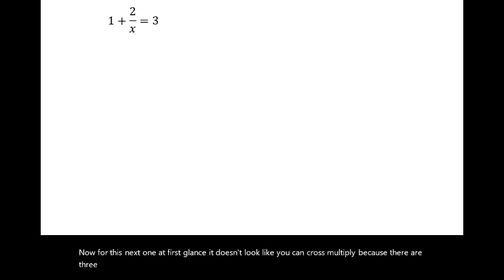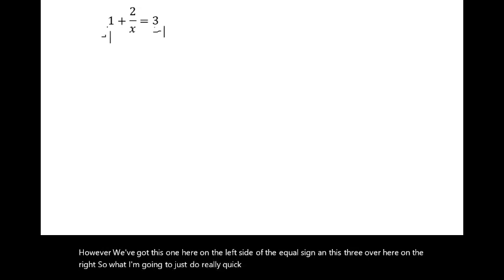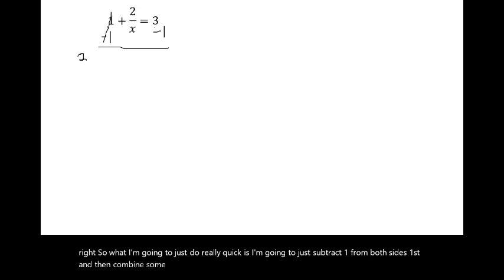Now for this next one, at first glance, it doesn't look like you can cross multiply because there are 3 fractions. However, we've got this 1 here on the left side of the equal sign and this 3 over here on the right. So what I'm going to do really quick is subtract 1 from both sides first and then combine some like terms. So that will give us 2 over x equals 3 minus 1 is 2.